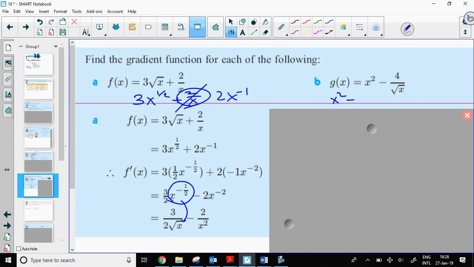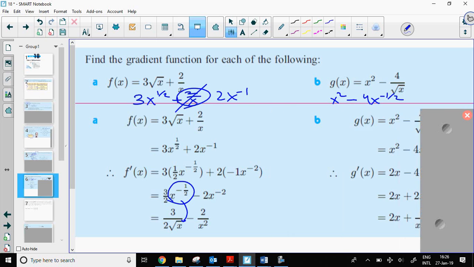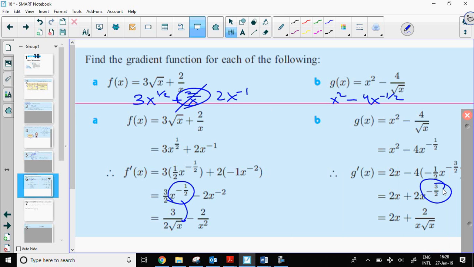Over here, we got x squared minus 4 times x to the negative 1/2. So it looks like we're dealing with 2x plus 2 times x to the negative 3/2. And then, of course, we can rewrite that exponent into radical form as well. But I tend to just use exponents in my work. It's really up to you how you want to do it. So those are our basic differentiation rules. Now let's get into the good stuff.